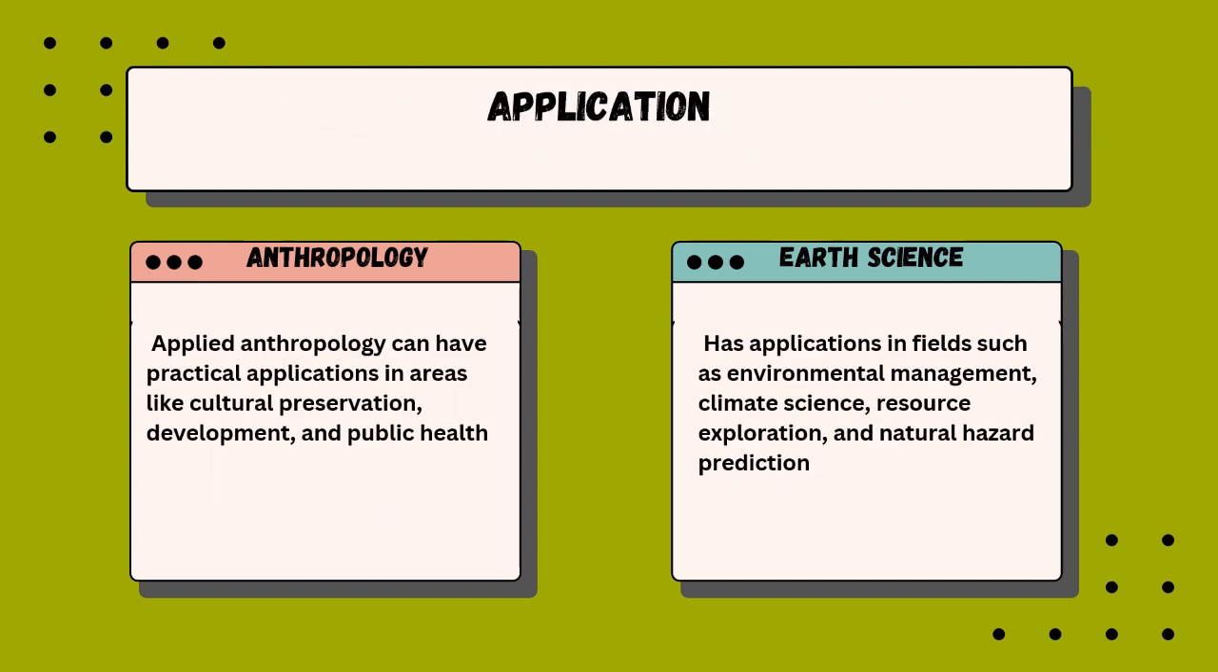Then the application part. Anthropology, especially applied anthropology, can have practical applications in areas such as cultural preservation, development, and public health. Whereas earth sciences has applications in fields such as environmental management, climate science, resource exploration, and natural hazard prediction.